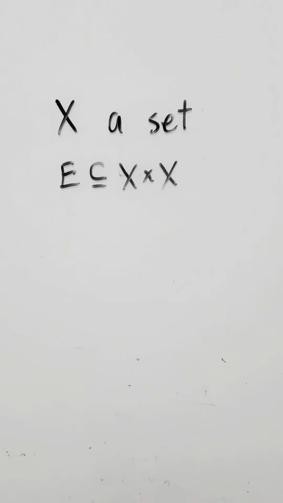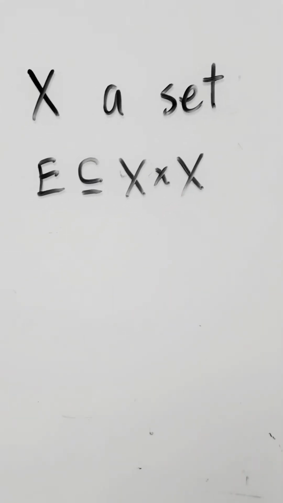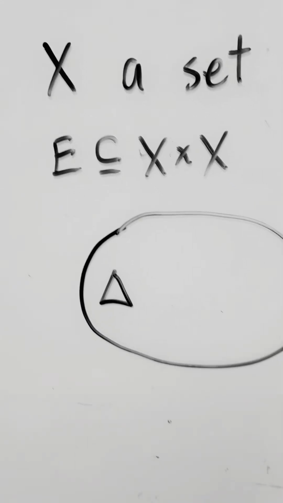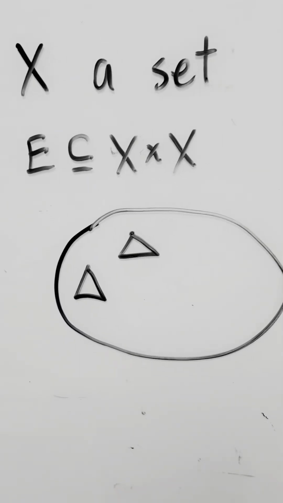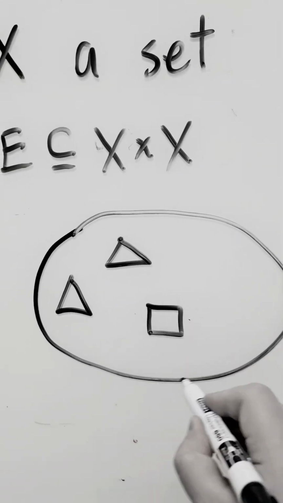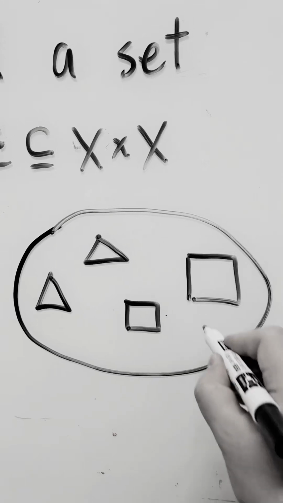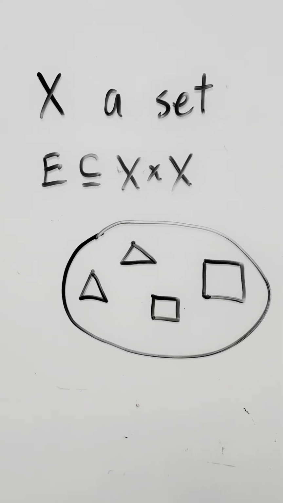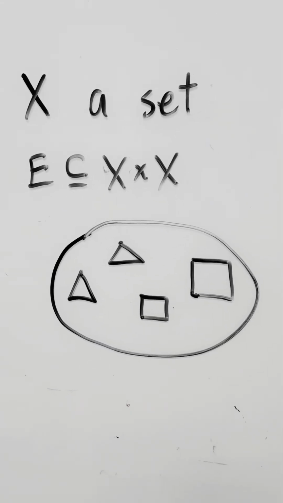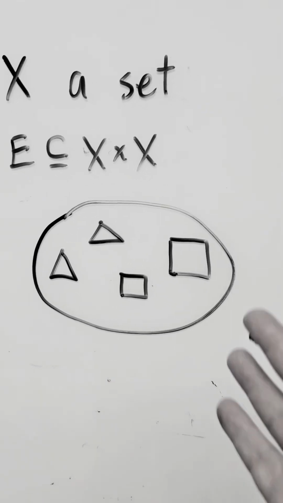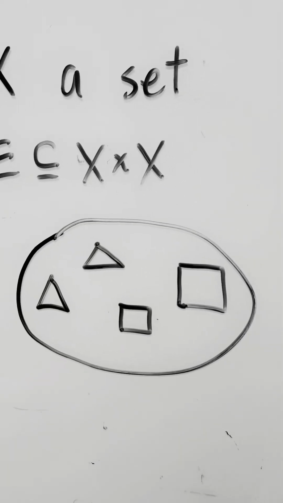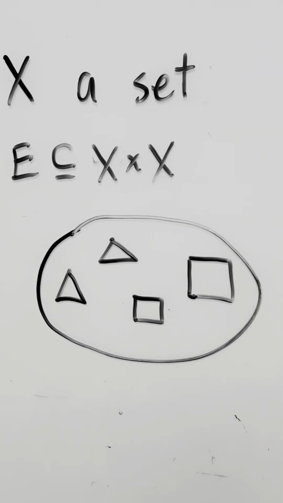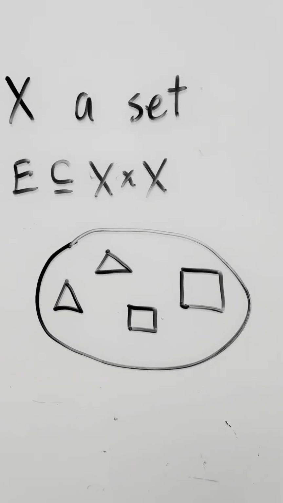But what does all of that mean intuitively? Let's say our set X is the set of objects: two triangles and two squares. An equivalence relation is the idea of similarity or equivalence of objects in a set. In this case, for instance, we might want to consider an equivalence relation that recognizes that the triangles are similar to each other and the squares are similar to each other.